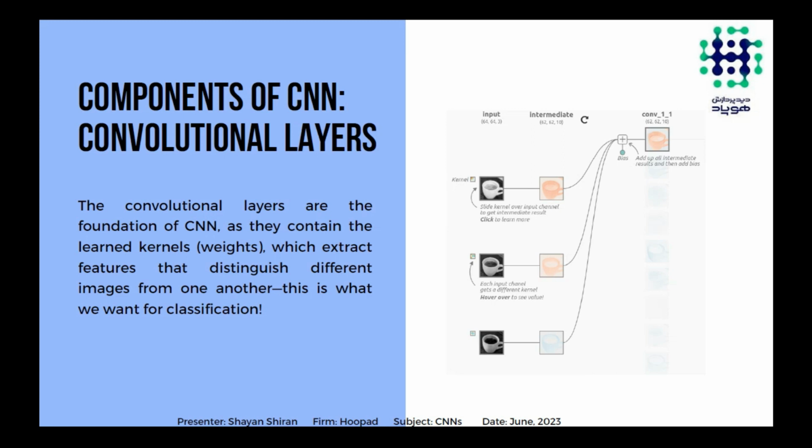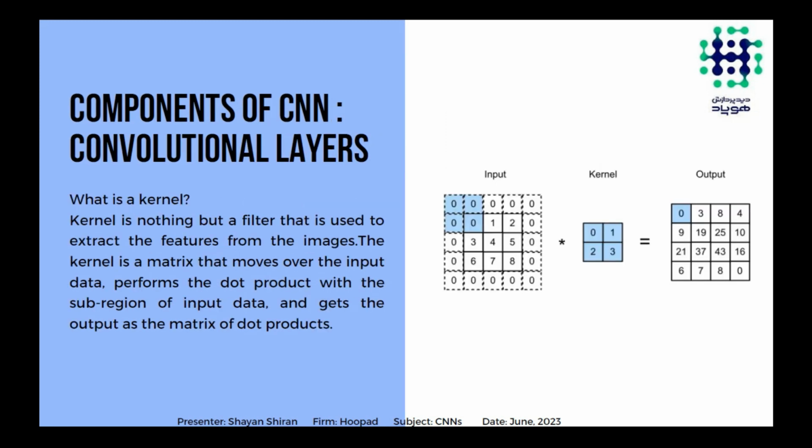Let's see what a kernel is. A kernel is nothing but a filter. It is used to extract features from the images. This kernel moves over the input and performs a dot product with the subregion of the input. It depends on the size of the kernel.